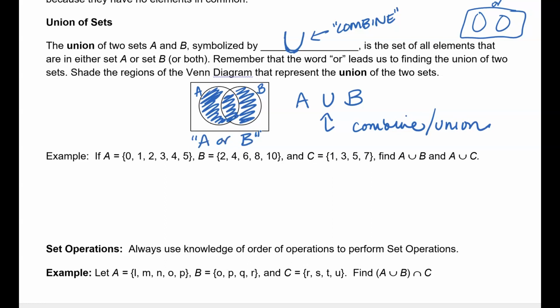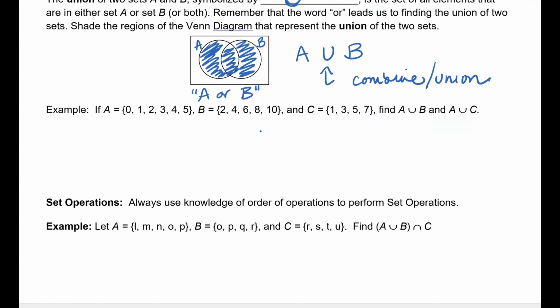Let's do an example. We've got some sets below and we're asked to find A union B and A union C. I'm going to write down A union B first. This means to combine sets A and B together, so whatever they have, we list it. If A has a 0, we put it down. If A has a 1, we put it down. A and B have a 2, we include the 2. A has a 3, B doesn't, but I include it. 4, I'm going to write down. 5, and then we've also got 6, 8, and 10.